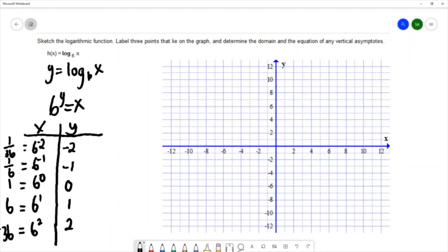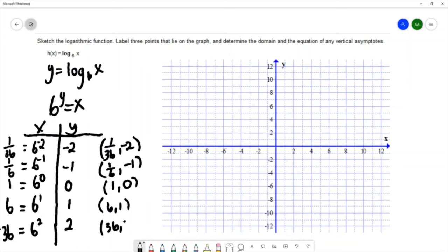So this gives me some ordered pairs that I can plot. My ordered pairs are 1 over 36, comma -2, 1 over 6, comma -1, 1 comma 0, 6 comma 1, and 36 comma 2.